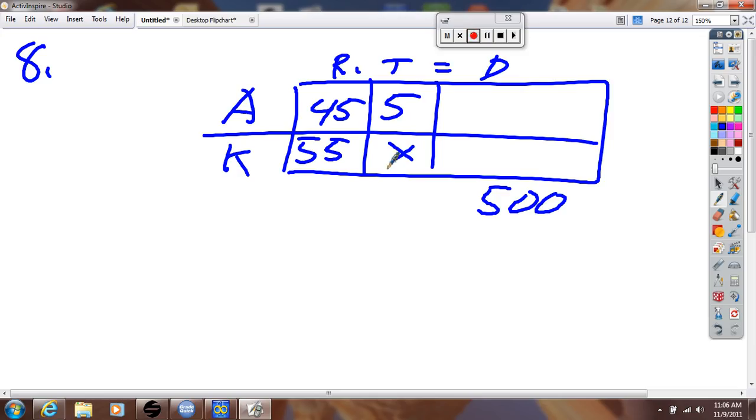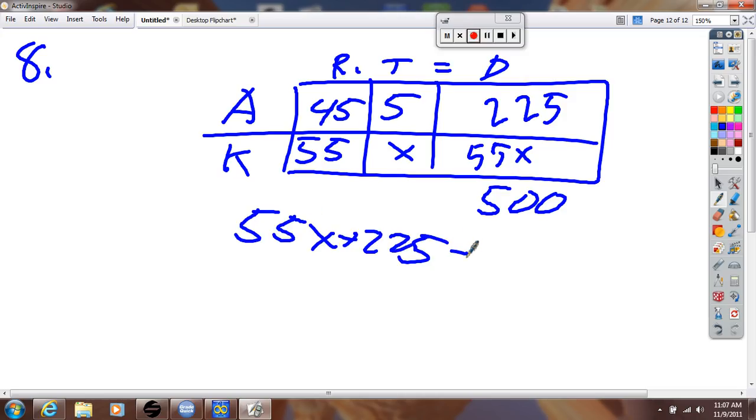We got all 3 of the other ones, right? It's X. What goes in this box? 45 times 5, which is 225. What goes in this box? And now we do what? 55X plus 225 equals 500. We solve for X and find our answer.